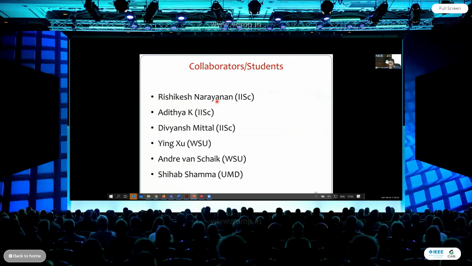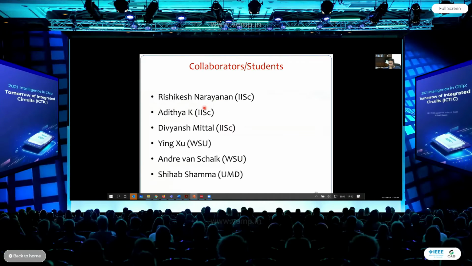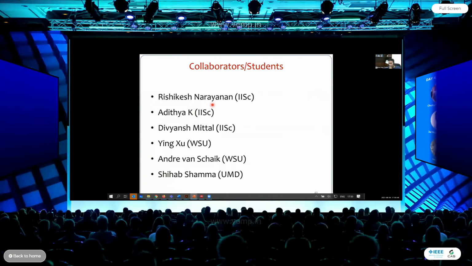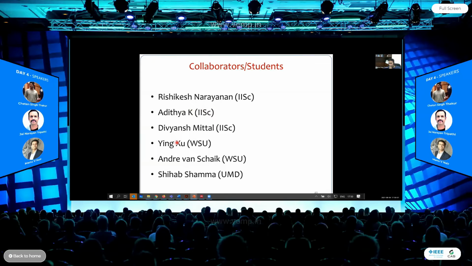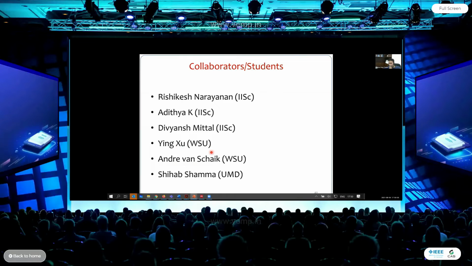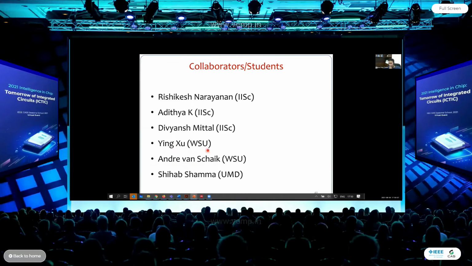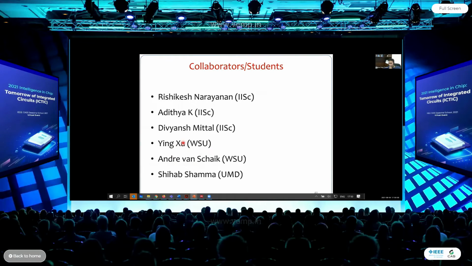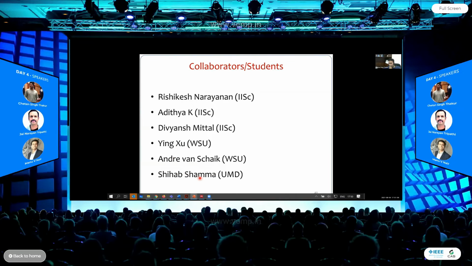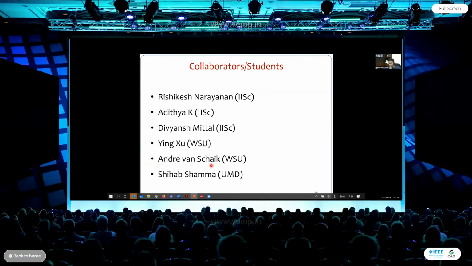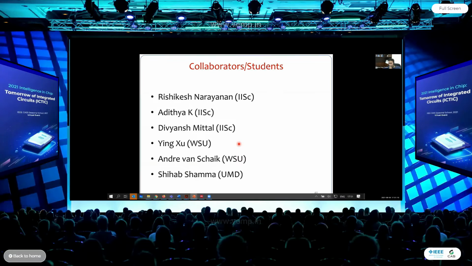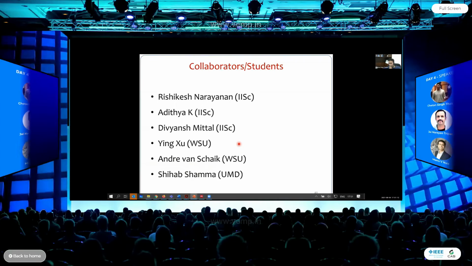So Rishikesh, Aditya and Divyansh helped us to build this grid cell or the spatial navigation model, and Ing and Andres helped. These are the main contributions from that group about the sound localization, where our lab has also collaborated, and the sound segregation is the work which we did in the past with Shihab and Andre a long time back. So these are the main collaborators and students who helped us in these three projects which I just explained.